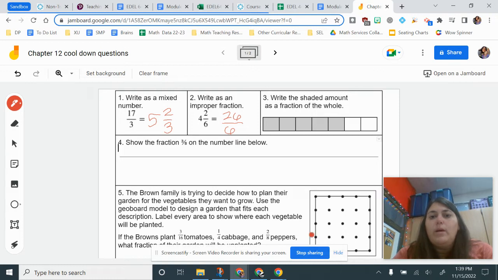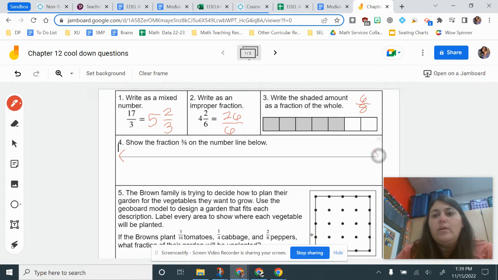Number 3, writing the shaded amount as a fraction. So I've got 8 pieces total, and I've got 6 of them colored, so 6/8. Number 4, show 3/8 on the number line. So this one is important that we note.